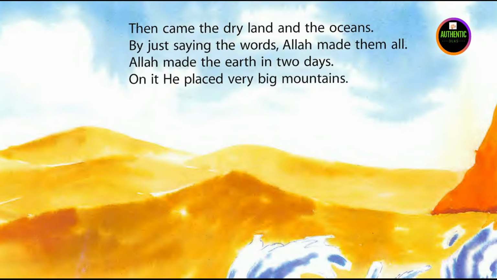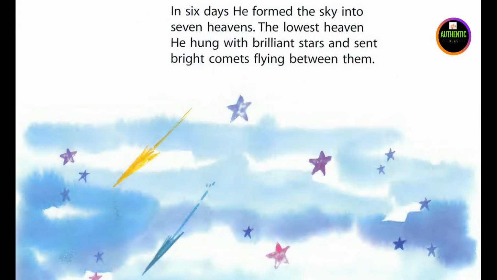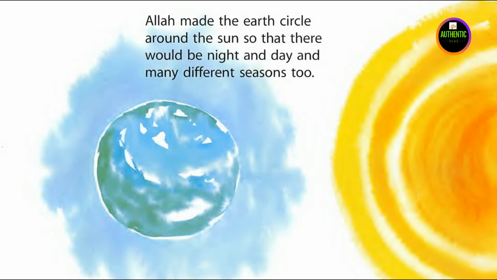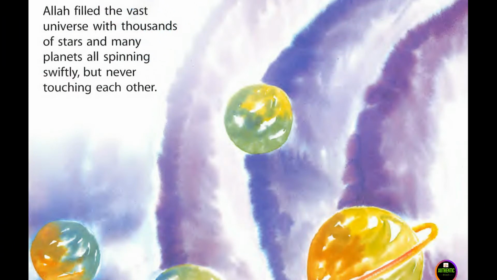Allah made the earth in 2 days. On it he placed very big mountains. In 6 days he formed the sky into 7 heavens. The lowest heaven he hung with brilliant stars and sent bright comets flying between them. Allah made the earth circle around the sun so that there would be night and day and many different seasons too. Allah filled the vast universe with thousands of stars and many planets, all spinning swiftly but never touching each other.